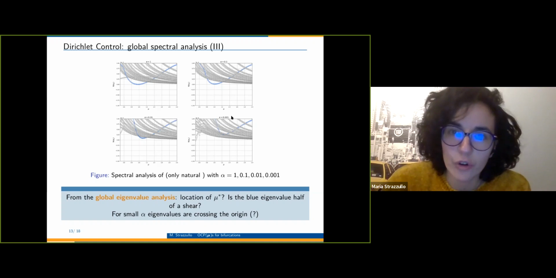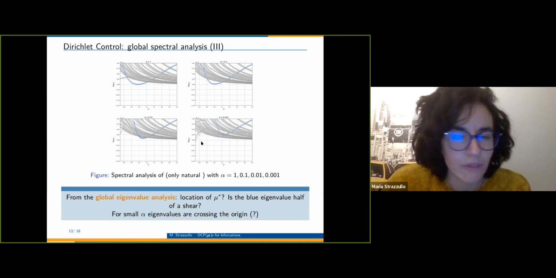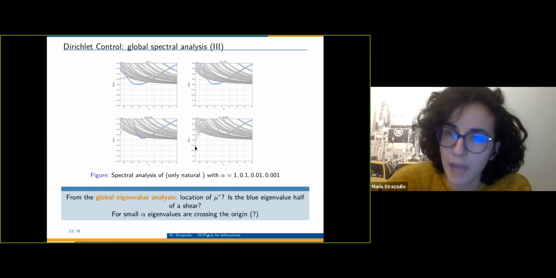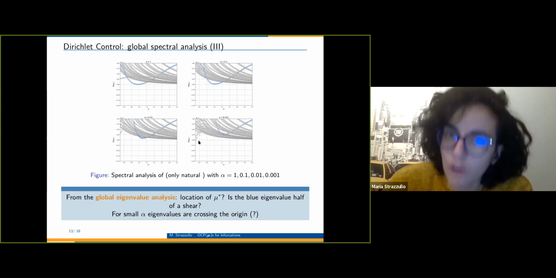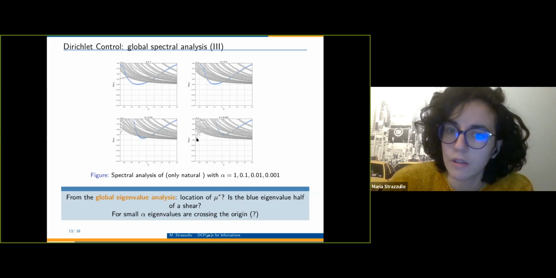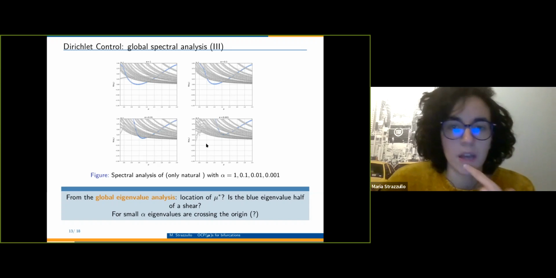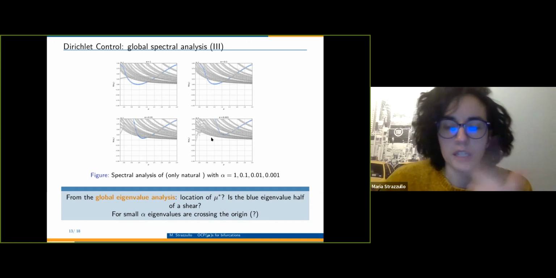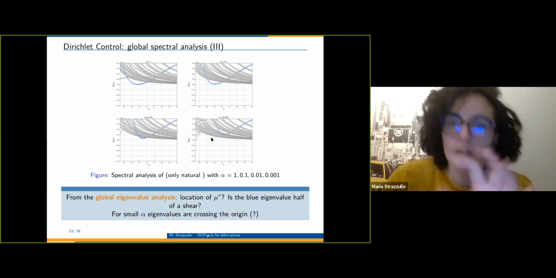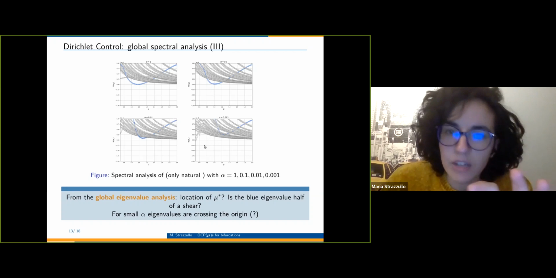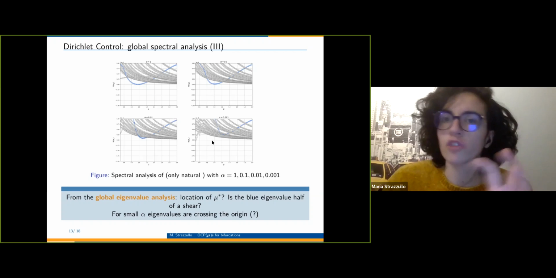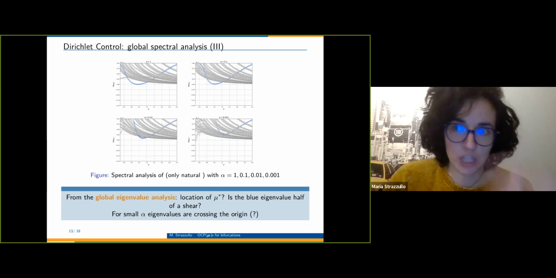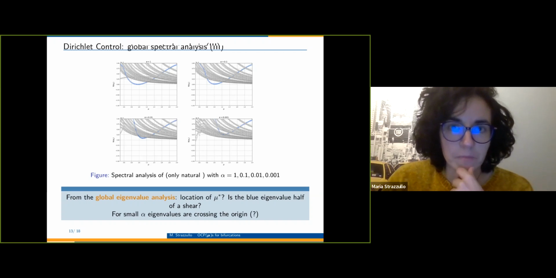However, for the very small alpha, something very strange is happening. It's the first time that we see the eigenvalue crossing the origin, okay? So I will give a hint of that in the next slide, but from the eigenvalue analysis here, we can understand that something very strange is happening, not related to the pitchfork bifurcation that we were studying and investigating.